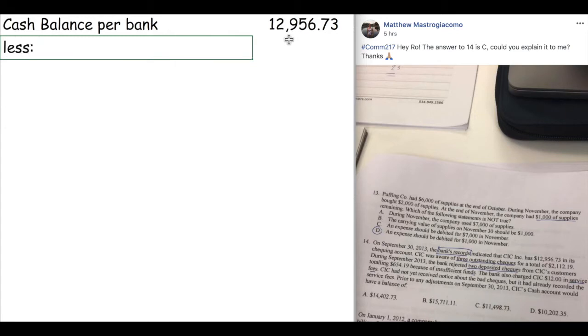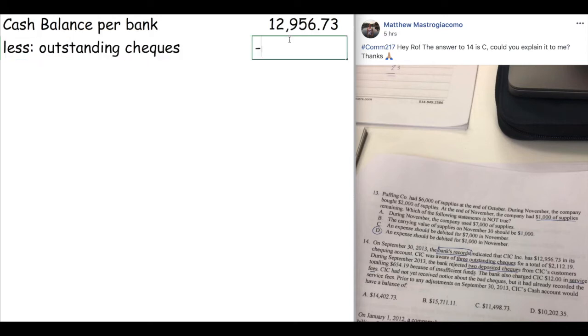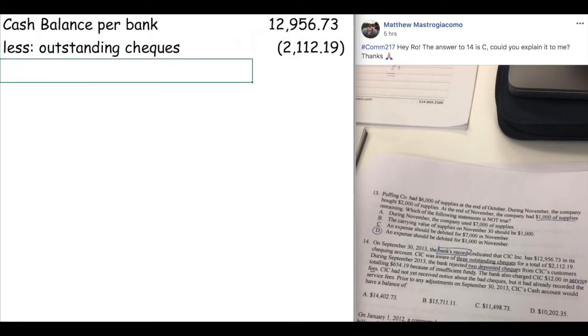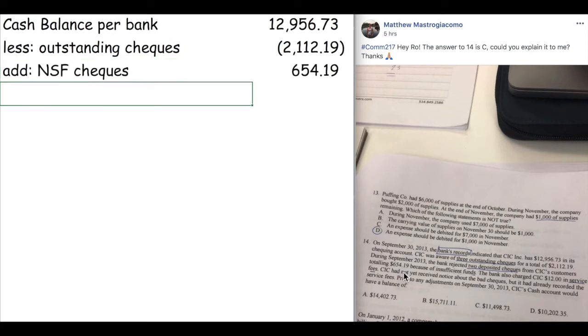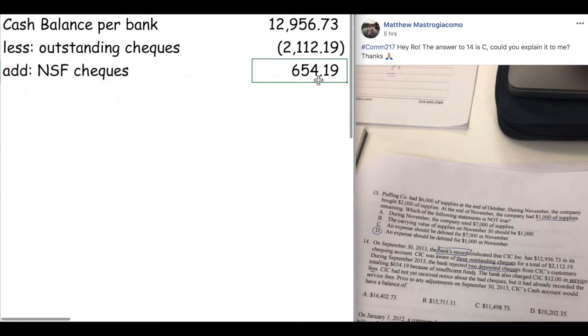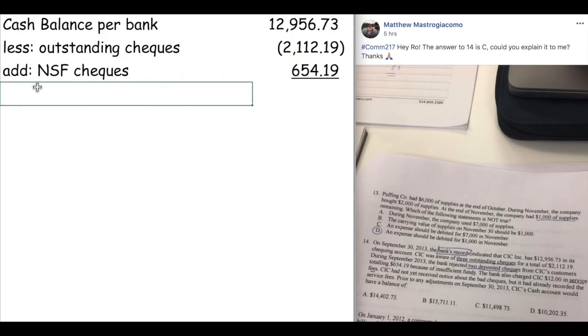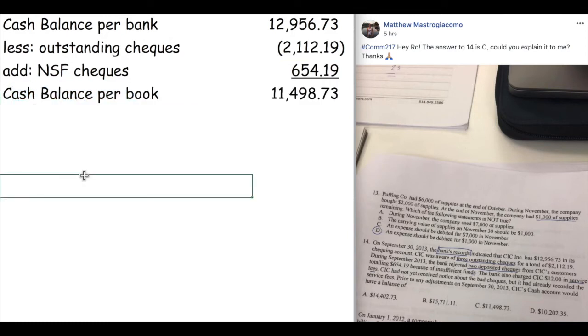We're going to say less outstanding checks totaling 2112.19. We then see that the bank had rejected 2 checks, $654.19. Now the bank knows about this, but the firm doesn't. So according to the firm's books, this amount has not yet been minused. So we're going to add it back to the balance per bank. And then finally, we've got these fees of $12, but the firm has already recorded that. So there's no need to reconcile that amount. And if we simply net this value, this should tell you the balance per books. So I'm getting an answer of $11,498.73, so perhaps an answer of C.